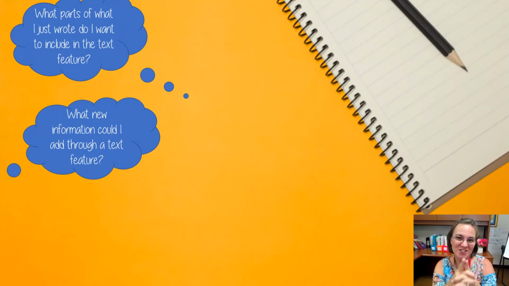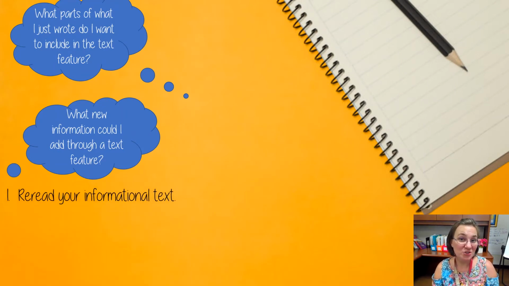Okay, writers, it's your turn to try this work. Here's your job as a writer today. First, you need to reread your informational text. That's a really important step, so don't skip it. Reread what you wrote so that your brain can jump back in where you were yesterday, and it'll help you get some good ideas going for your writing.